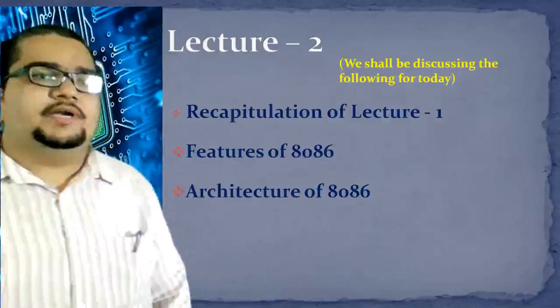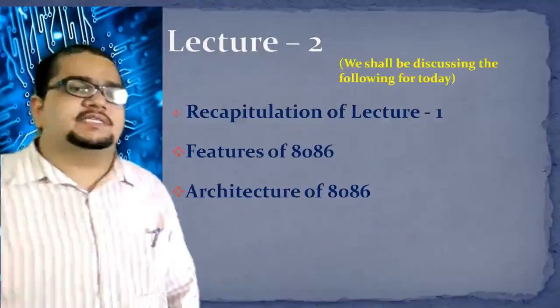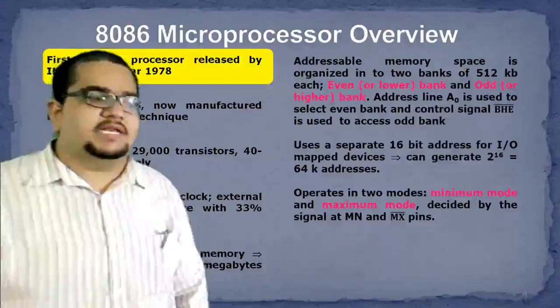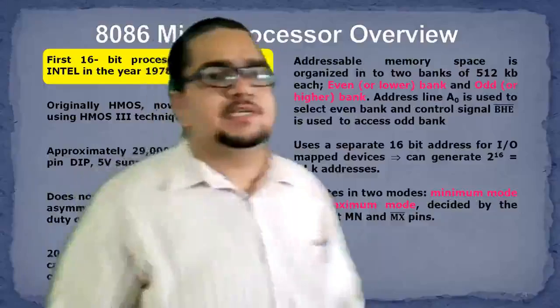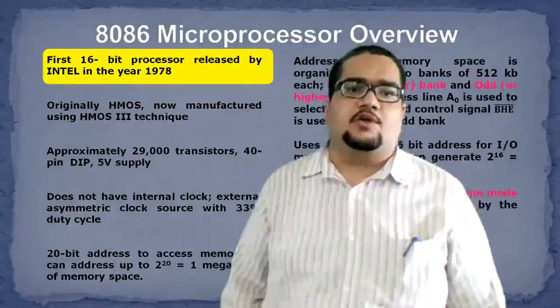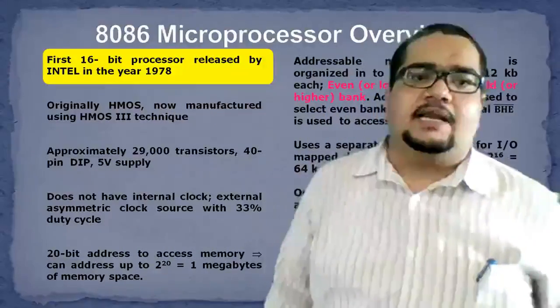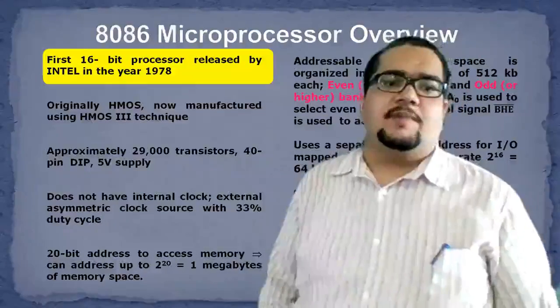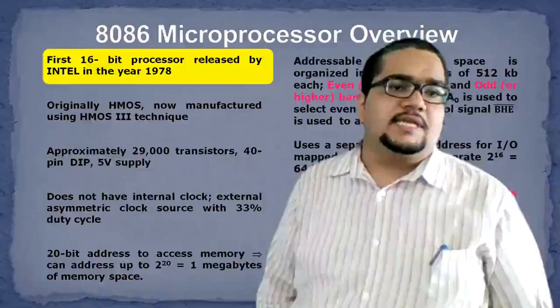In Unit 2, we have discussed the features and architecture of 8086. Let me list out the features of 8086 quickly again. It is the first 16-bit microprocessor released by Intel in the year 1978. Its fabrication technology is HMOS.